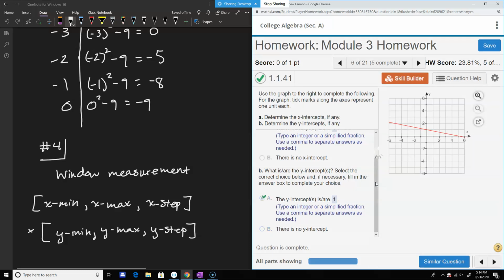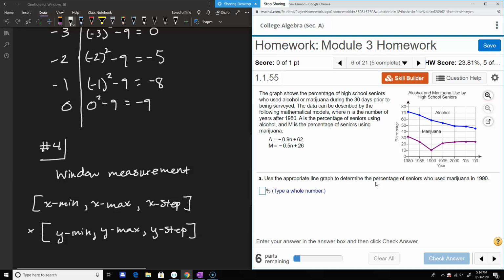Okay, this one. So there's two features to this word problem. You have formulas that are modeling the percentage of alcohol and marijuana use, and then you also have the graph that gives the exact values. So you've got a model that tries to estimate it, then you have the actual numbers put on the graph.